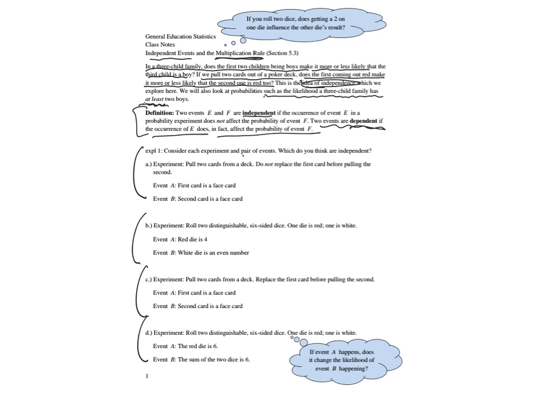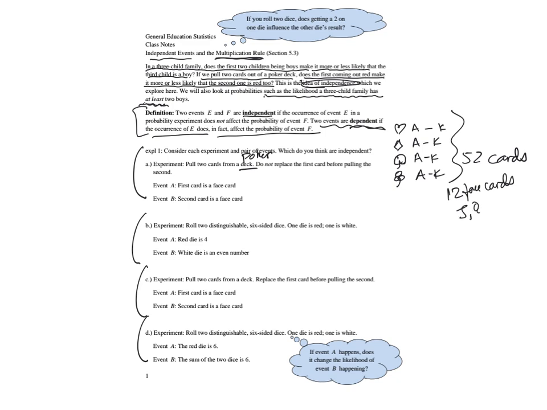So for part A, we're talking about a poker deck. Thinking about a poker deck, you have hearts, diamonds, spades, and clubs. Ace through king of each one of these, right? So you end up with 52 cards. 12 of them are face cards. So you've got the jack, queen, and king of all suits, the suits being the hearts, diamonds, etc. So you get 12 face cards.